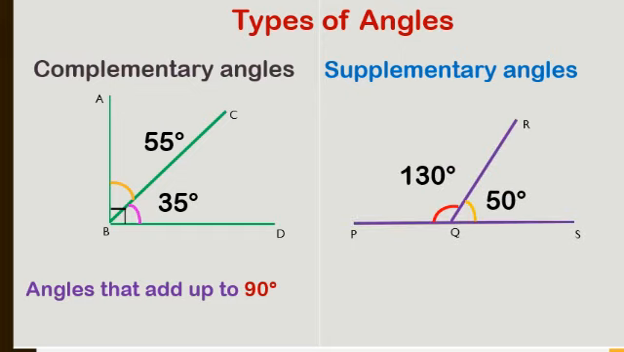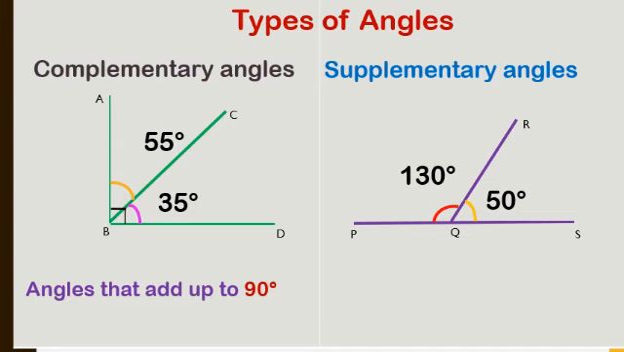Next is supplementary angles. In the given figure, you can see two angles, angle PQR and angle RQS. Here you can see angle PQR is 130 degrees and angle RQS is 50 degrees. When we add these two angles, we get 180 degrees. That is 130 degrees plus 50 degrees equal to 180 degrees.